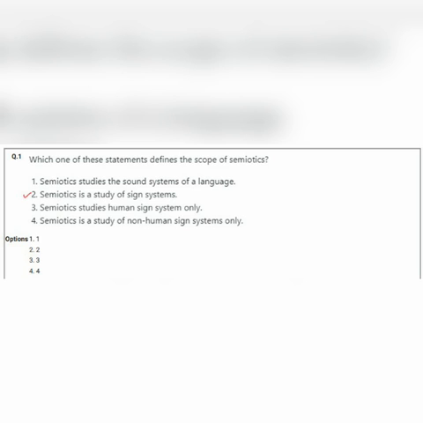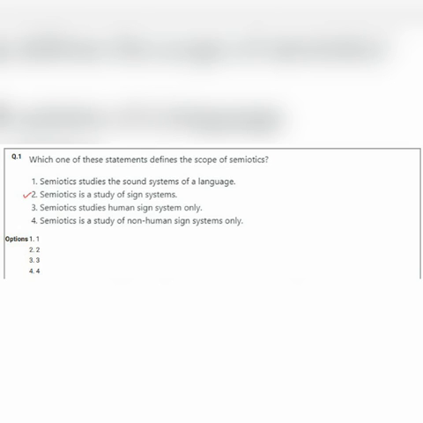Okay guys, so without any delay, let's move on to the questions. The first question is, which one of these statements define the scope of semiotics? Option 1, semiotics studies the sound system of a language. Option 2, semiotics is a study of sign systems. Option 3, semiotics studies human sign system only. Option 4, semiotics is a study of non-human sign system only.